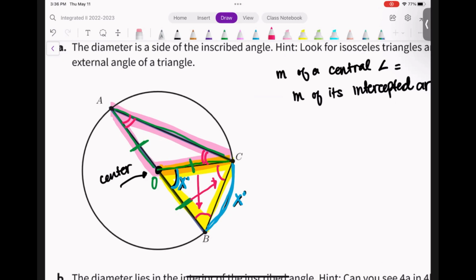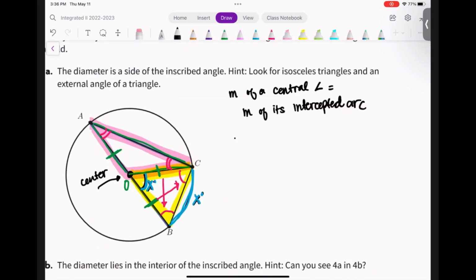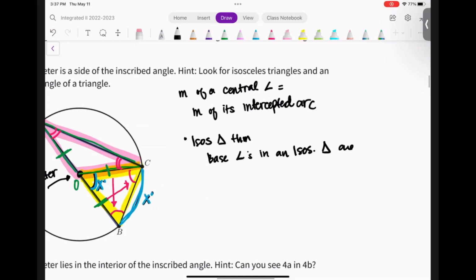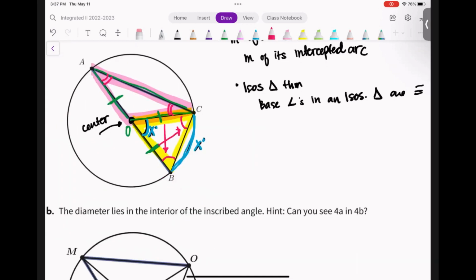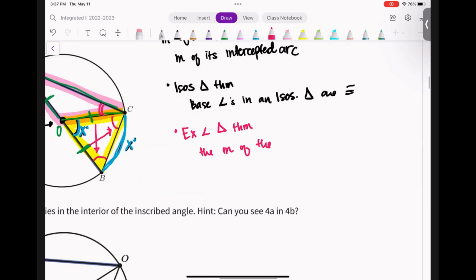The other thing that I remember is the exterior angle theorem, and I'm just going to write this down. Let me write down a couple of things that we use. We use the isosceles triangle theorem, which says the base angles in an isosceles triangle are congruent. We're going to use that idea, but we're also going to use the exterior angle triangle theorem, which says the measure of the exterior angle is equal to the sum of the two remote interior angles. Okay, so what does that mean?